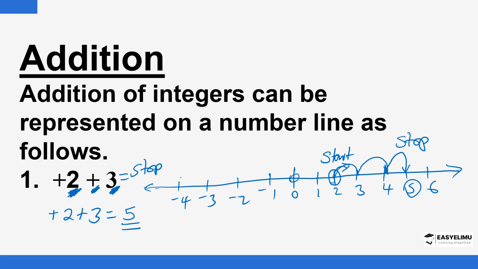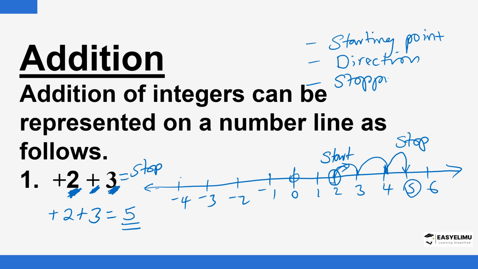Please take note of the 3 rules. 1, where we are starting from. 2, direction, and 3, how many steps. So starting point, direction of movement, stopping point. So where do we start? Which direction, and where do we stop? So where we stop, that is supposed to be the answer.